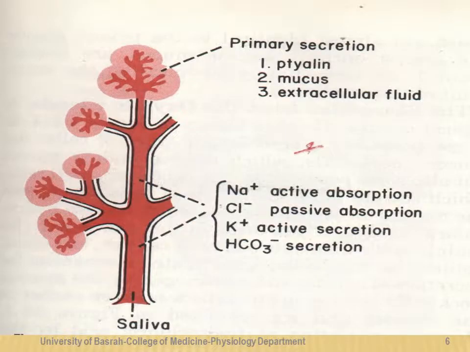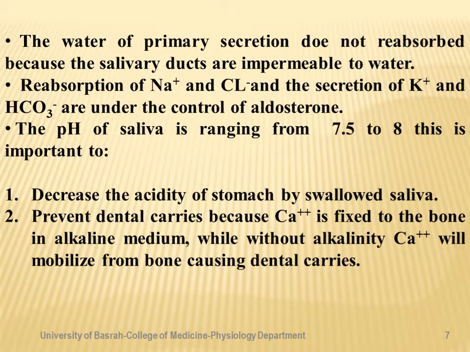This is a picture of salivary glands. The water of the primary secretion is not reabsorbed because the salivary ducts are impermeable to water. So there is no reabsorption of water and no change in its volume. The reabsorption is of sodium and chloride, and in turn there will be secretion of potassium and bicarbonate. This process is under the control of a hormone called aldosterone.